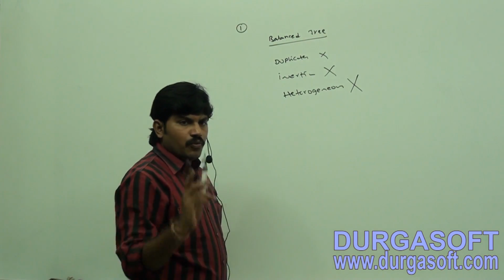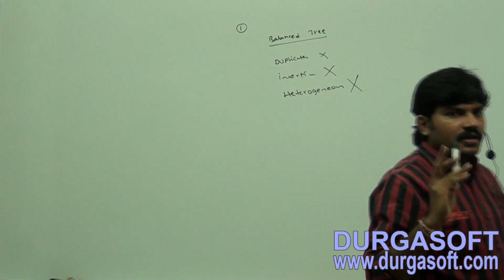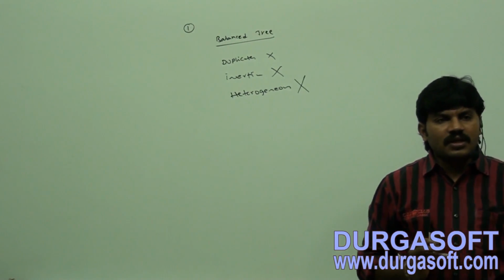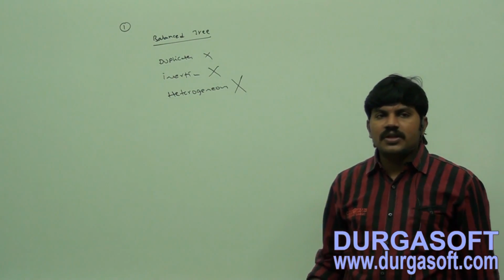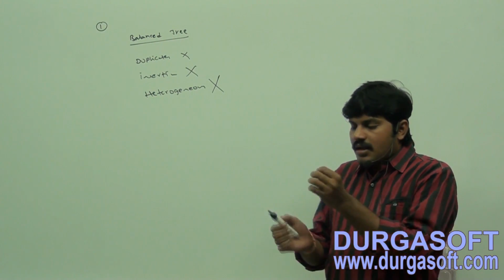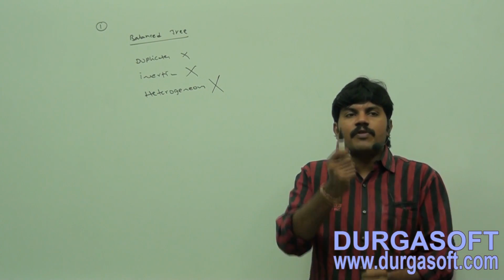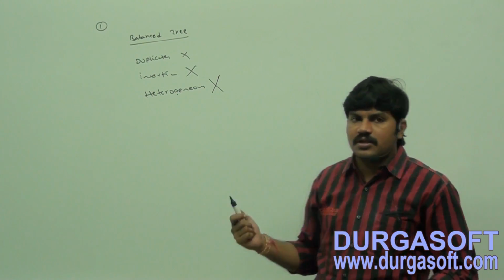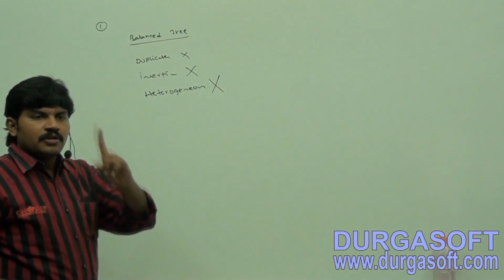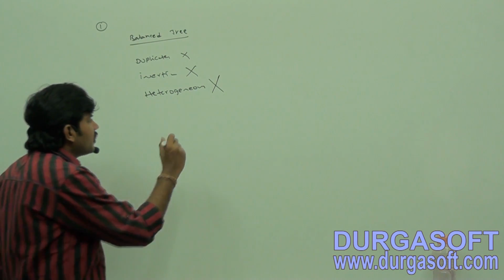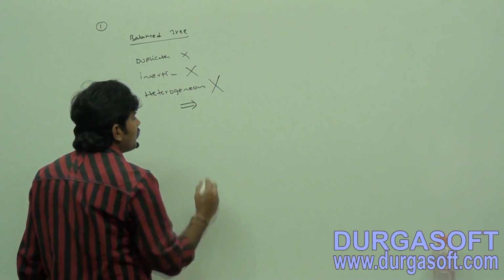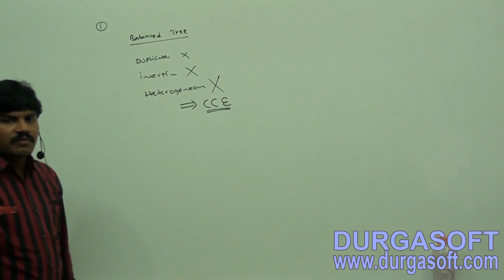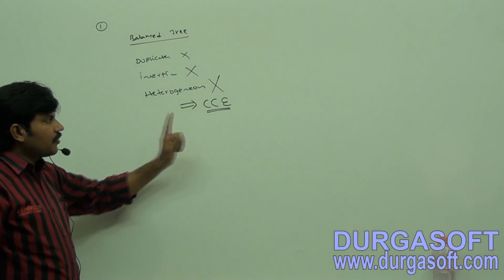Have you remembered? Only two data structures, TreeSet and TreeMap, are exceptions. Everywhere else heterogeneous objects are allowed. But in TreeSet, heterogeneous objects are not allowed, because comparison is required. If you want to perform comparison, both objects should be of the same type. These are different objects, so we can't insert heterogeneous objects. By mistake, if you try to insert heterogeneous objects, we will get a ClassCastException, right?